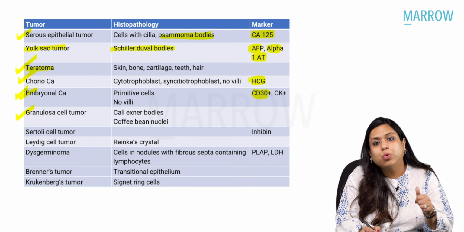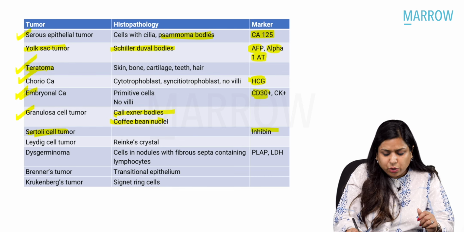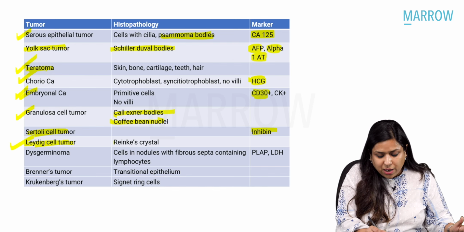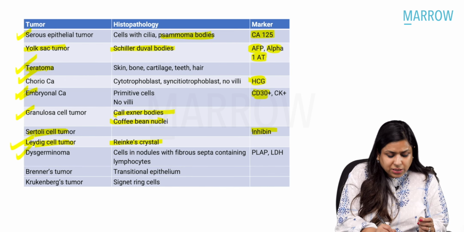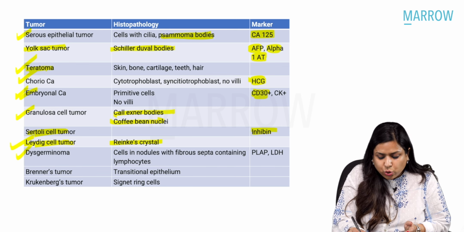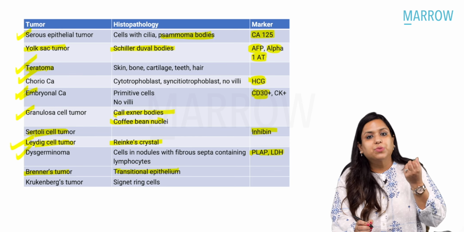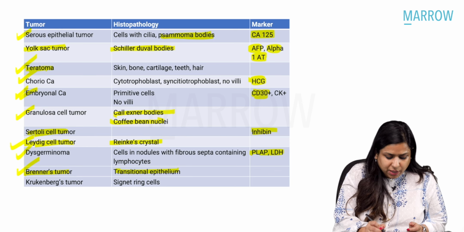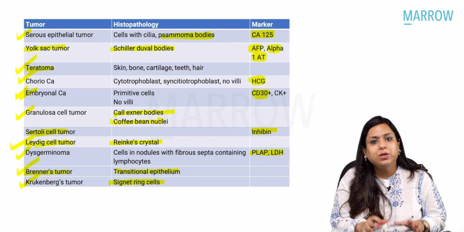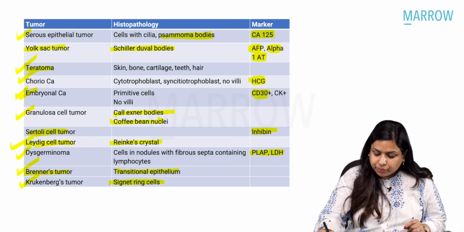Granulosa cell tumor will show Call-Exner bodies and coffee bean nuclei. Sertoli cell tumor, I've already told you, inhibin. Leydig cell tumor, we have another question about that, that is Reinke's crystal. Dysgerminoma, which is the ovarian counterpart of a seminoma, will show PLAP and LDH positivity. Brenner's tumor, transitional epithelium, that is bladder-like epithelium and coffee bean nuclei. Krukenberg's tumor will show signet ring cells. Understood? So this is a very important table from genital system, usually asked in the exam.